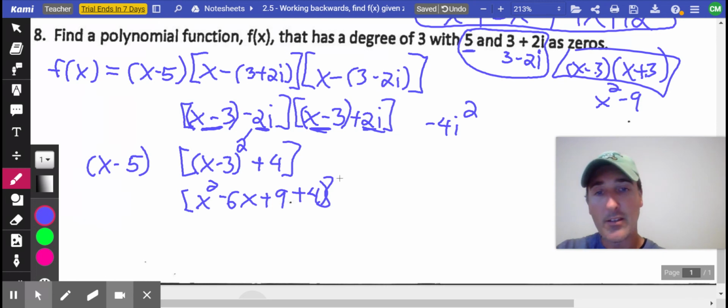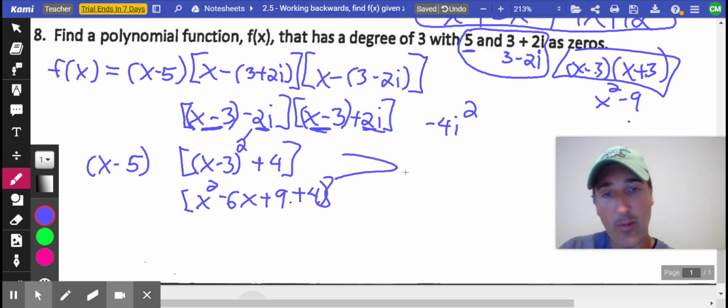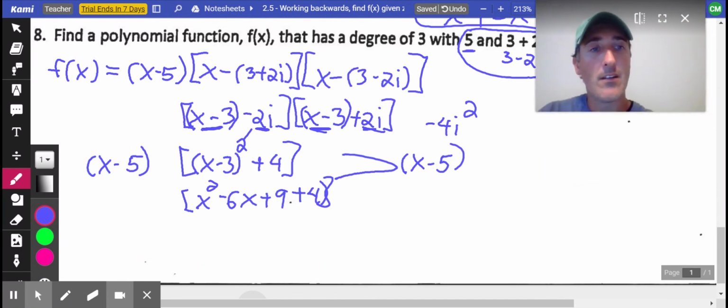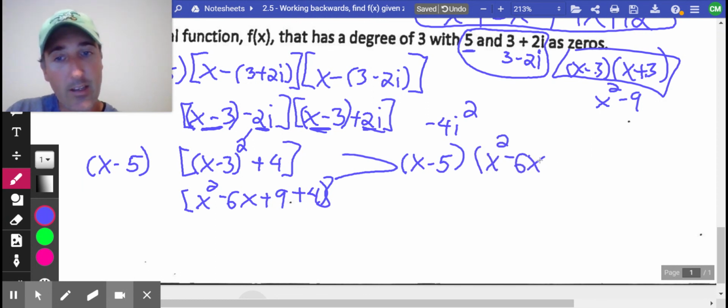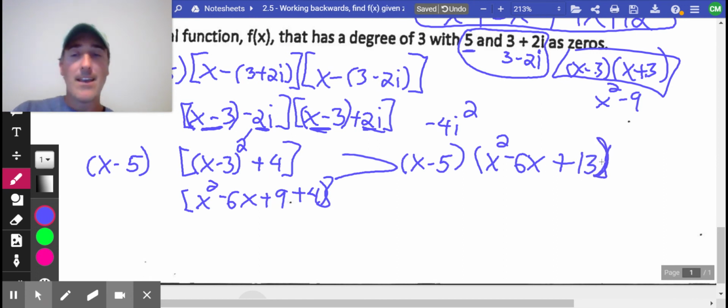Now just to save space, I'm going to rewrite it over here. I'm going to have x minus 5, and then times x squared minus 6x plus, and then 9 plus 4 is 13. Here's another way you could check it. If you actually use the quadratic formula for this, x squared minus 6x plus 13, you should get 3 plus or minus 2i as the answers. So that's how you can check that this is right.